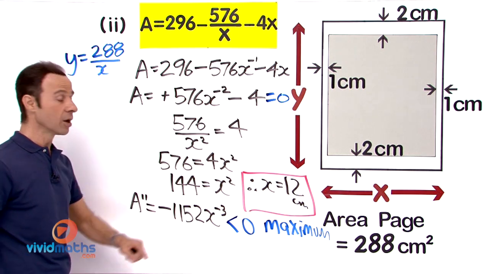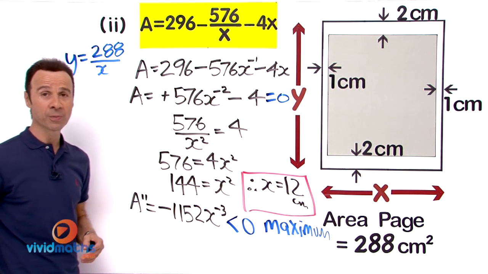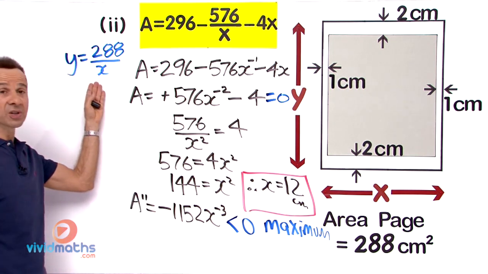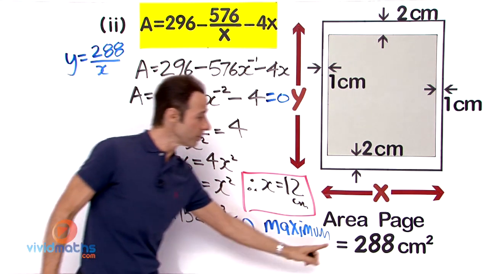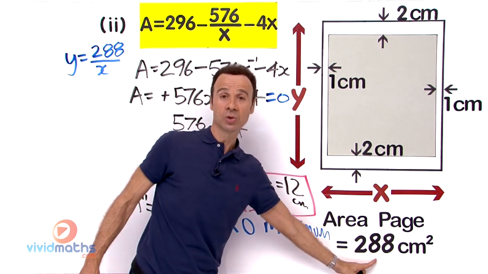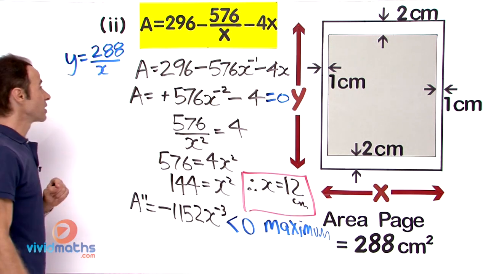So now that we have that, we can go ahead and find the corresponding y. Now you may recall from part 1, we had this expression here, y equals 288 on x. Where did we get that? We got it from here. The area of the whole page is 288. So we make y the subject. So let's find y now.